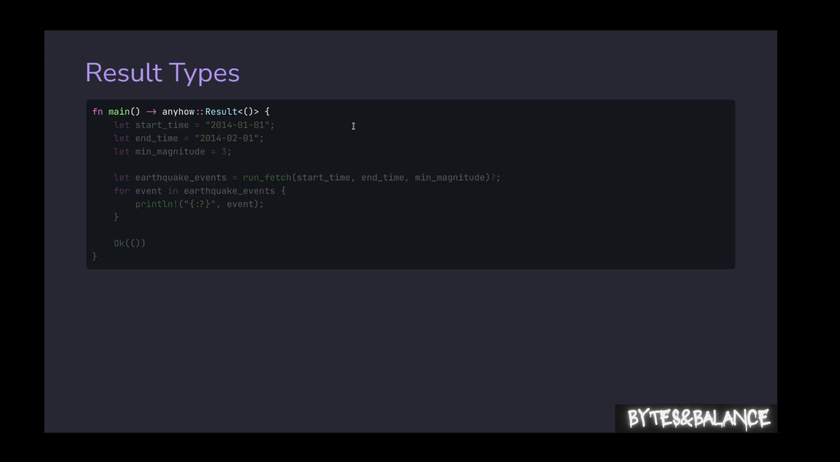And if an error occurs within main, it's wrapped in the anyhow result and propagated upward. The anyhow crate provides convenient tools for dealing with these errors, such as printing error messages or logging them.